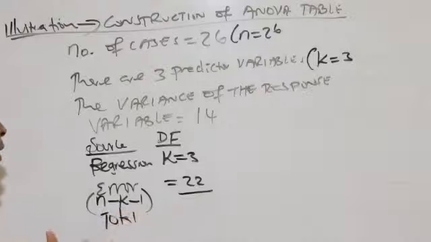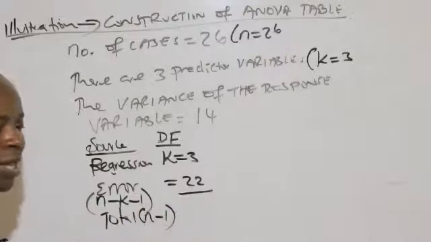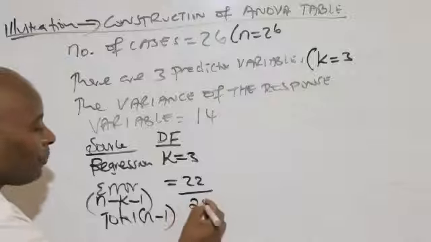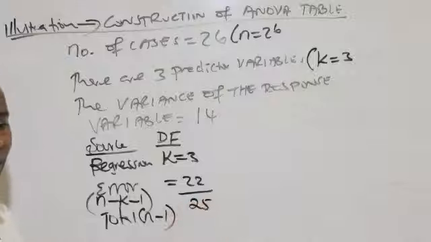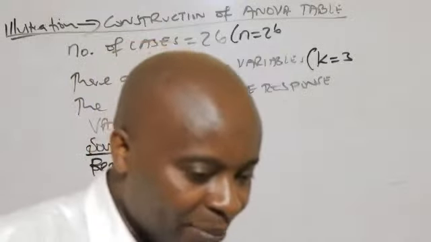And then, ladies and gentlemen, lastly, we have the total. How do we get the total degrees of freedom? To get the total degrees of freedom, we normally take n minus 1. So n in this case is 26. 26 minus 1, what are we able to get? 25.